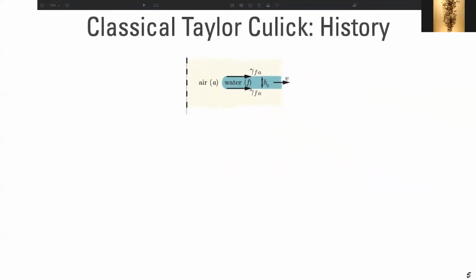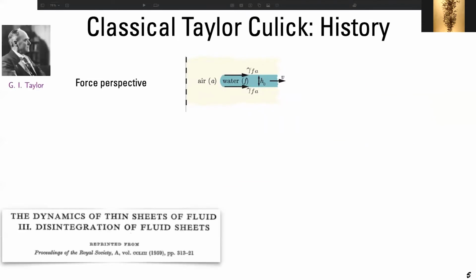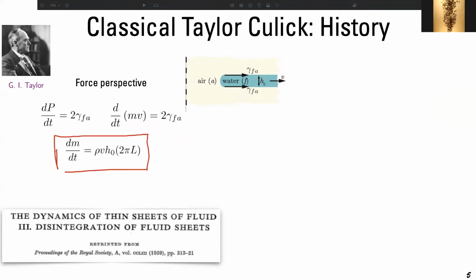history of this problem. So if we approach this problem from a force balance perspective, then Taylor has a very nice article in 1959 where he balances the net surface tension force with the net rate of change of momentum. And here, if we assume that the velocity is constant, then the only thing that we need to figure out is the rate of change of mass, which can be done using the continuity equation. And after some algebra, we can find this velocity over here.